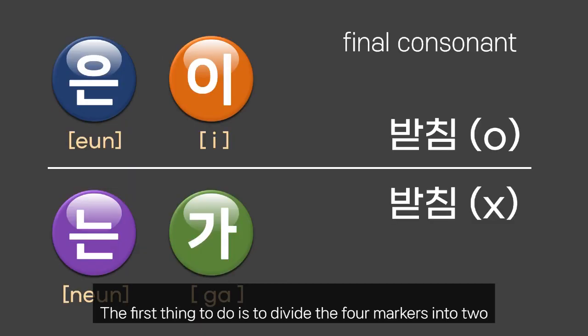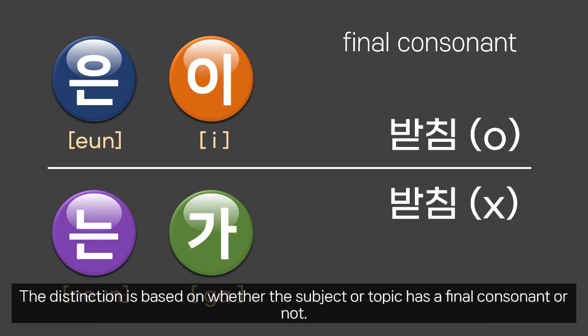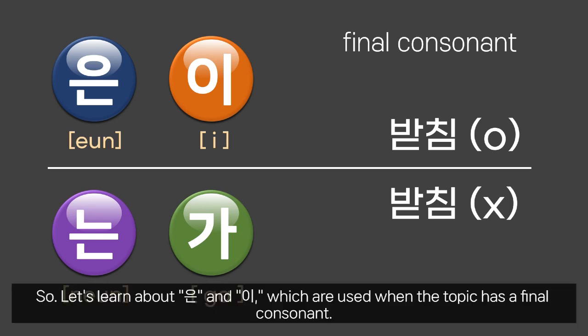The first thing to do is to divide the 4 markers into 2. The distinction is based on whether the subject or topic has a final consonant or not. So let's learn about un and e, which are used when the topic has a final consonant.